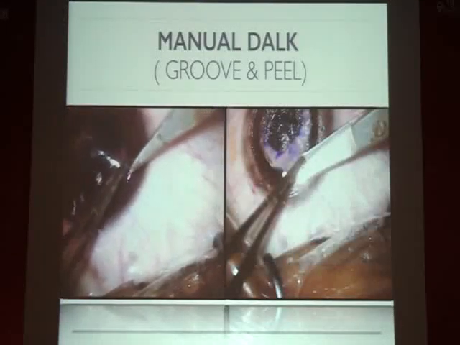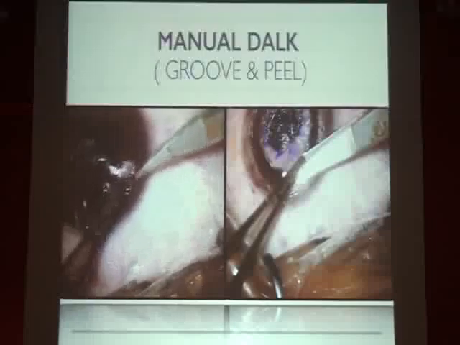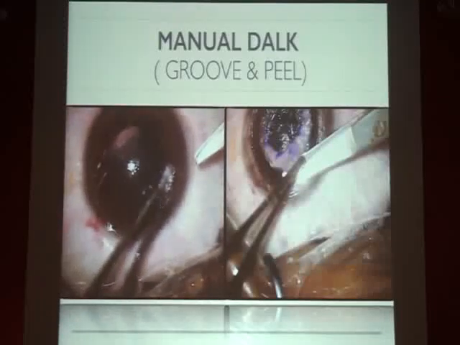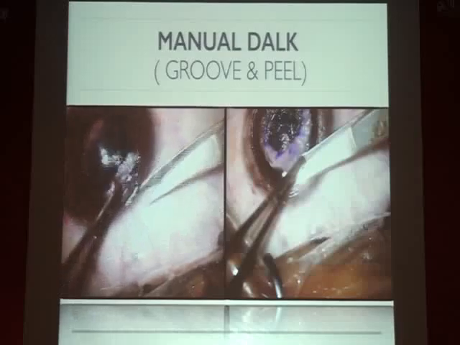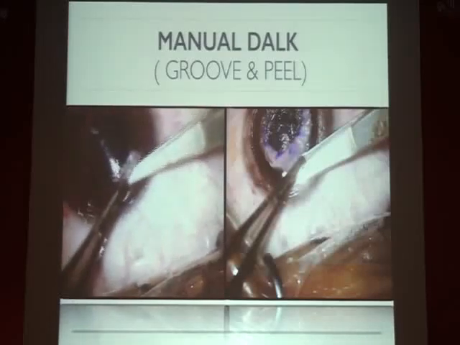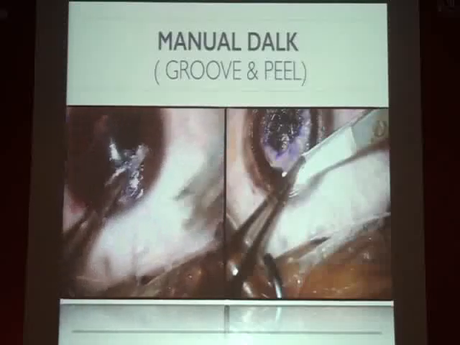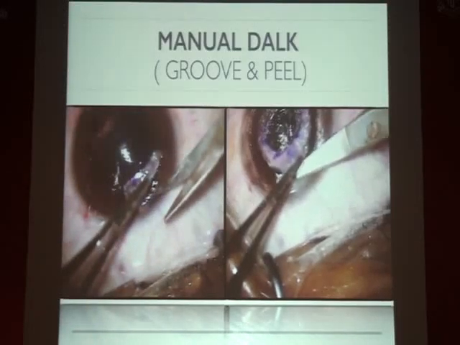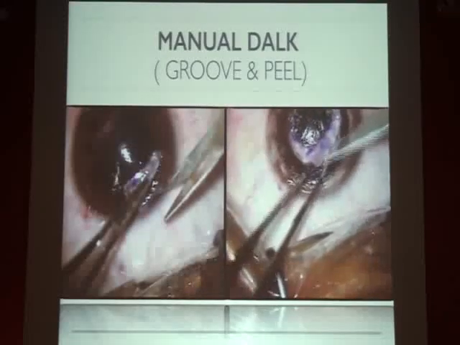dissection. So we have modified that particular procedure, and what I routinely do for my patients when I'm doing a DALK is this manual technique of groove and peel, especially when I don't want to do a big bubble. This is my preferred technique of choice, and it works very well in my hands. So what we do is we do a partial thickness demarcation, as you can see in this particular case. The pointer is working.